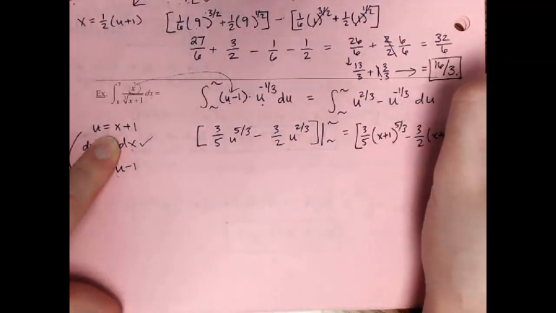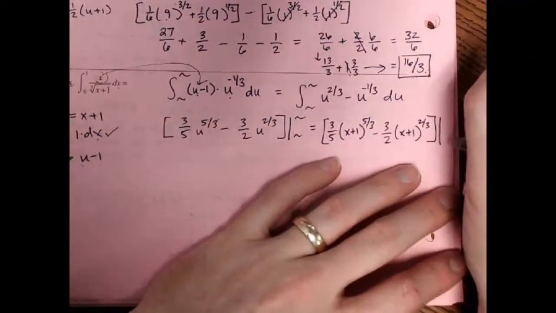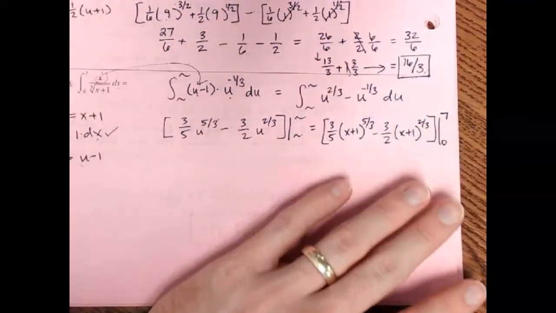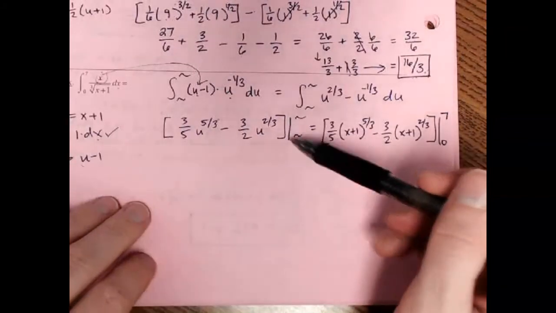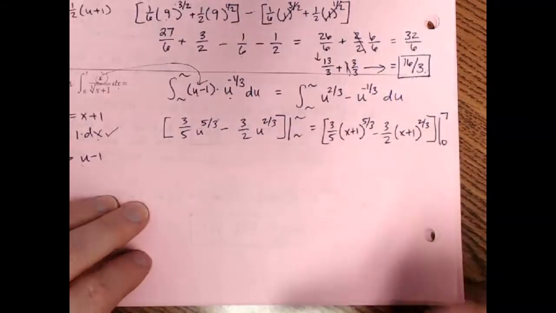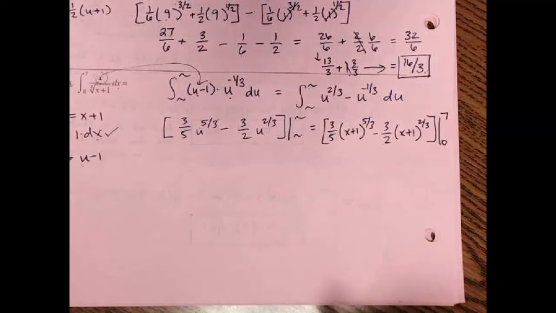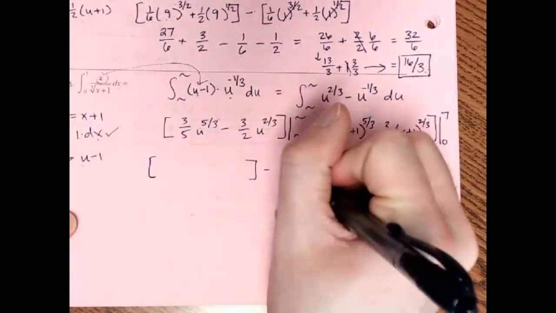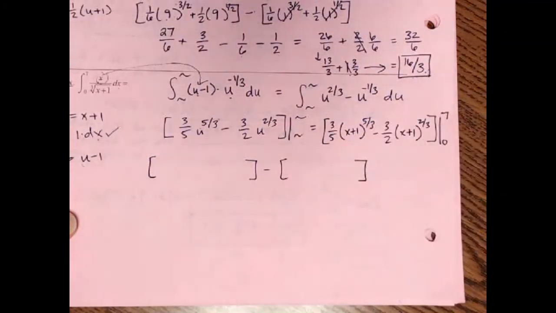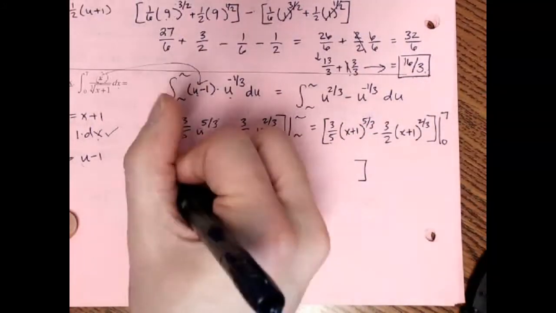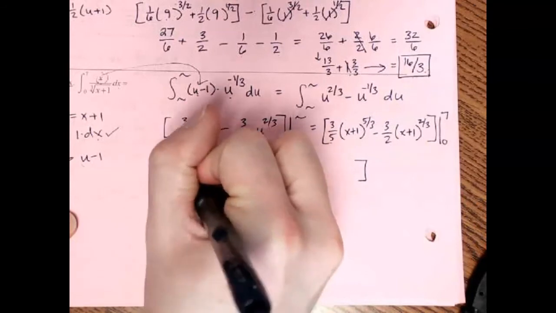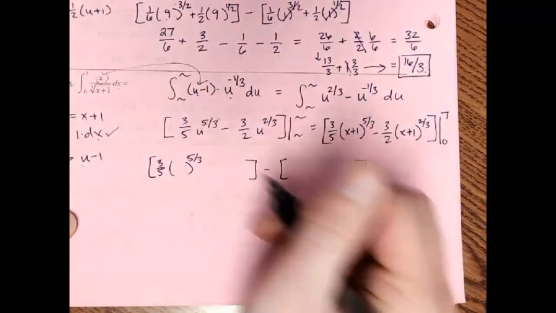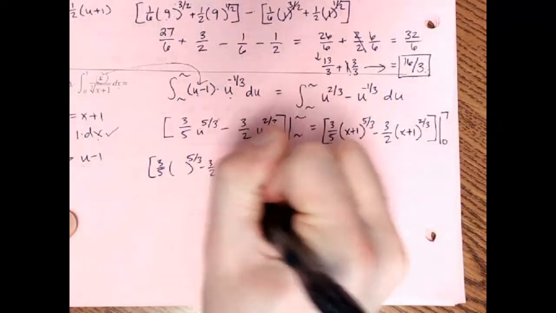X plus 1, and if you go back to x's, make sure you go back to having the x limits. You don't have to do it that way, right? You could have just found the u limits and plugged the u limits in for u, but I like to reverse substitute. Okay, plug in the 7. Here we go. We'll have the upper evaluation minus the lower evaluation. It's going to have 3/5 of stuff to the 5/3 minus 3/2 stuff to the 2/3.